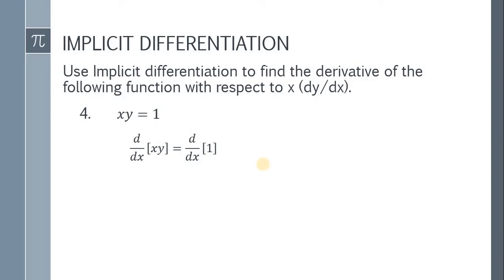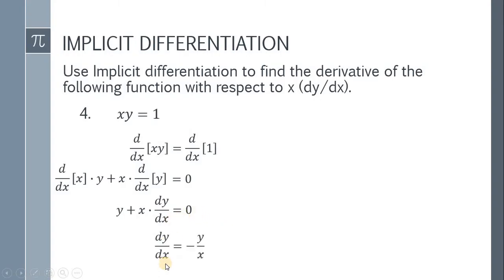So, ano nga ba ulit yung product rule? So, we have derivative of the first times the second plus first times the derivative of the second. Apply natin. We have derivative of the first times the second plus first times the derivative of the second is equal to 0. Simplify natin and we get derivative of x with respect to x is just 1. 1 times y, simply y, plus x times dy over dx is equal to 0. Next, lipat natin yung y sa kabila. So, magiging negative y, then divide both sides by x. So, we have dy over dx is equal to negative y over x.